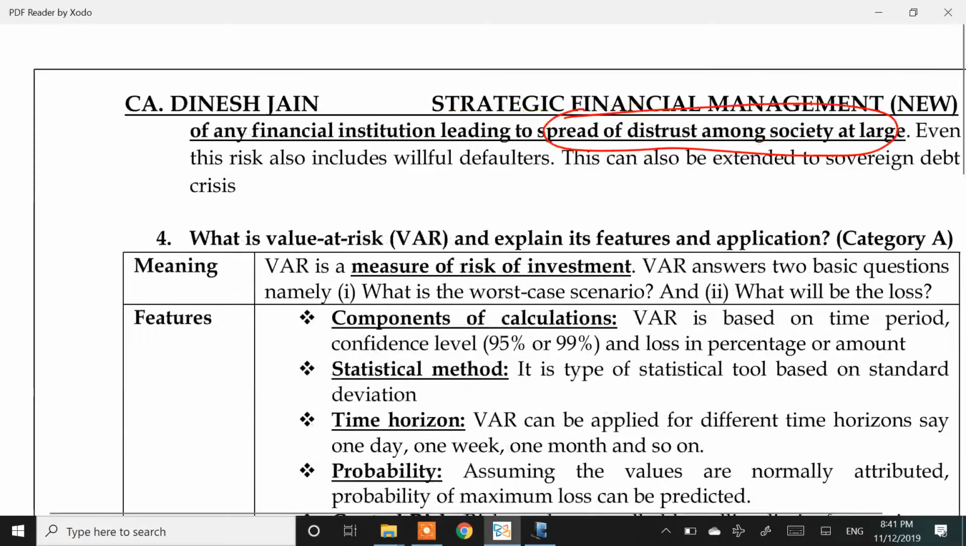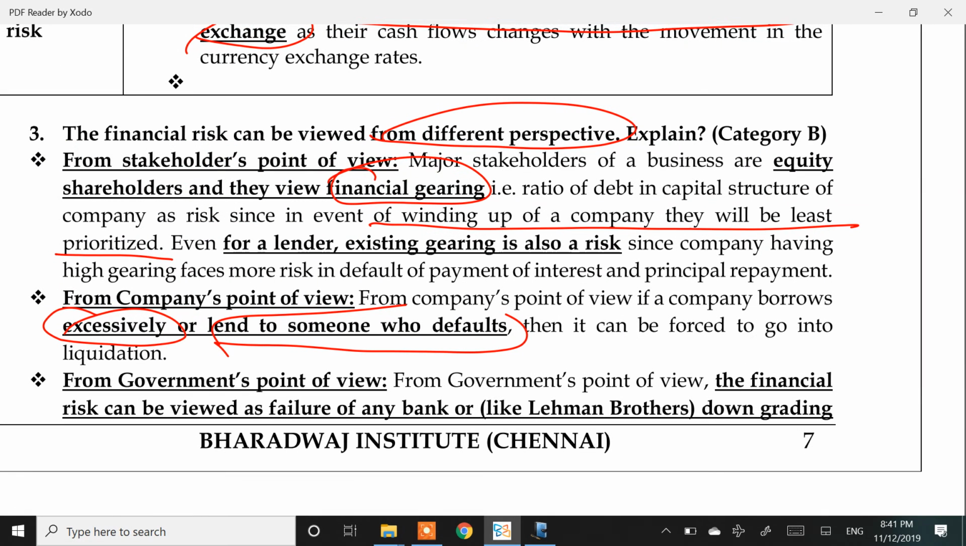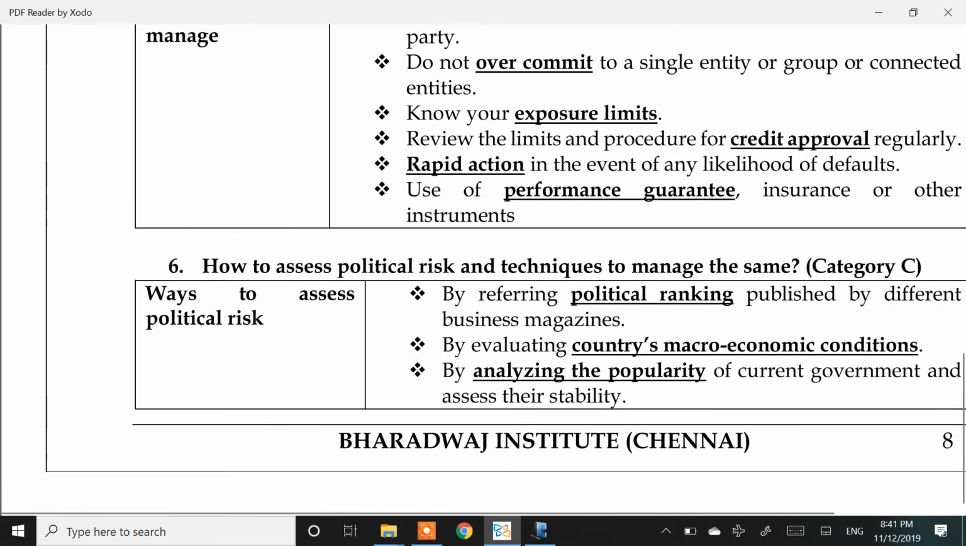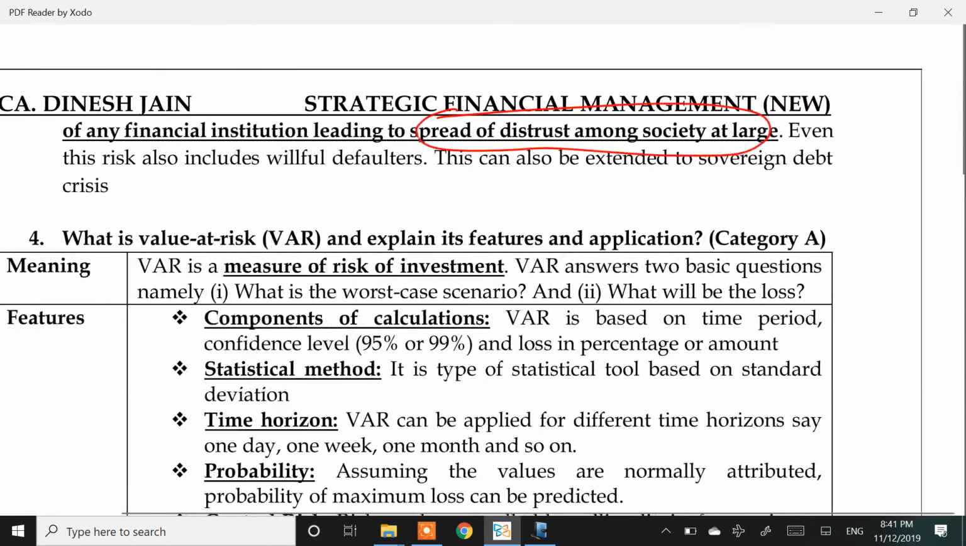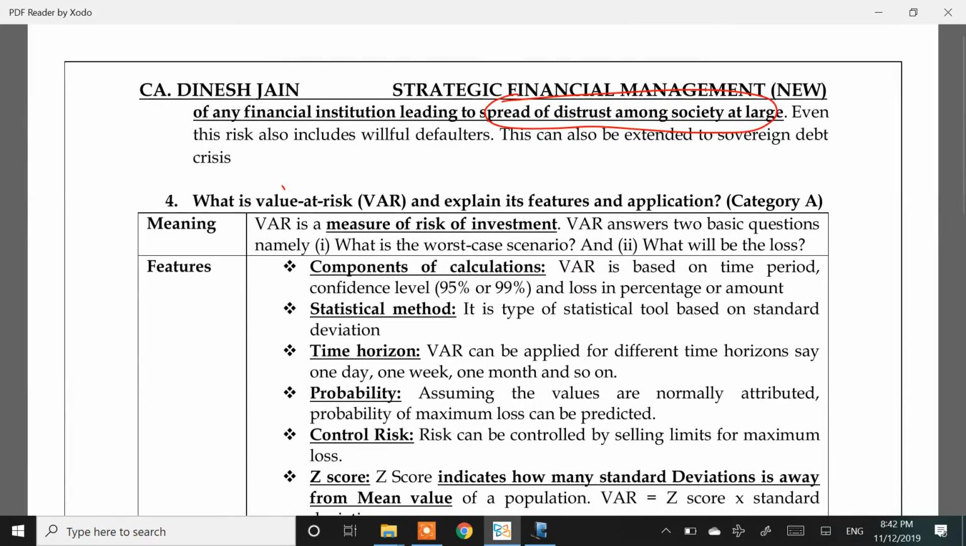So the financial risk can be viewed from a company's point of view, which is if they lend money to anybody who defaults, such as a counterparty risk, or if they excessively borrow, there's a possibility of them going into liquidation. Stakeholders would not want the company to have a very high gearing, and government wouldn't want a big financial institution to fail. Now, in all this, we are going to learn about something called value at risk. There's a problem solving area also in this, but this is just from a theory point of view: what is value at risk, and explain its features and application.